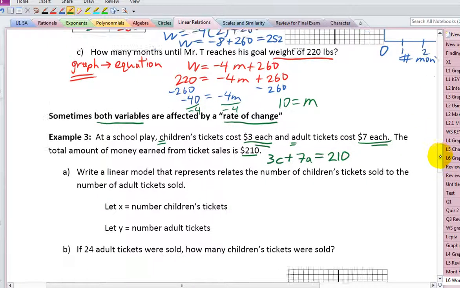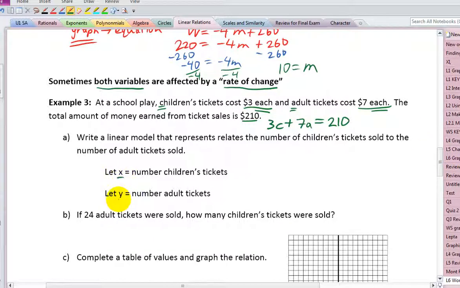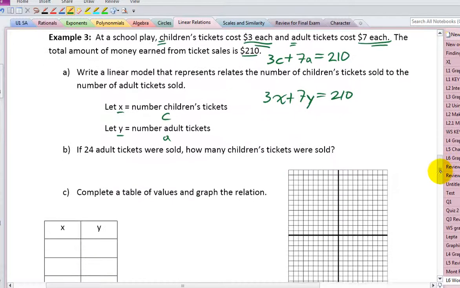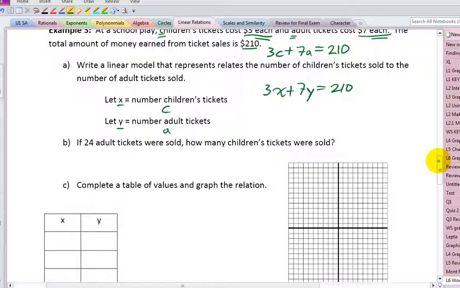Okay. So we could use X and Y, or for children's tickets we could use C and we could use A. Now let's just go and convert that. 3x plus 7y equals 210. The only reason why we're doing that is it will be a little bit easier when we graph it. Okay. So if 24 adult tickets were sold, how many children's tickets? We can use the equation.